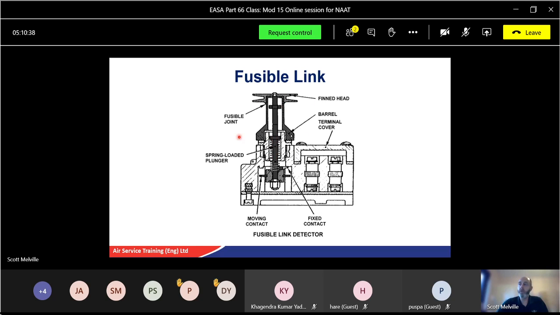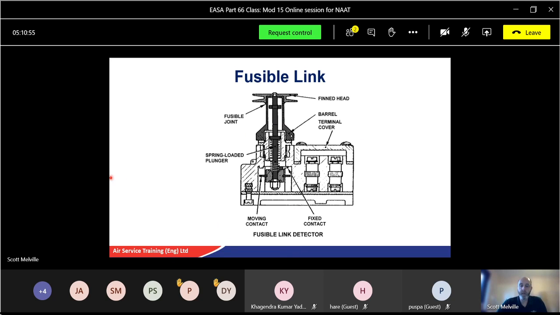The only downside of this system is, yes, this will melt at a certain temperature, but once it's melted, that's it. It can't be reused again. It has to be replaced. Like any normal fuse, if a fuse blows, you change the fuse. Well, in this component, you have to change the fuse itself.